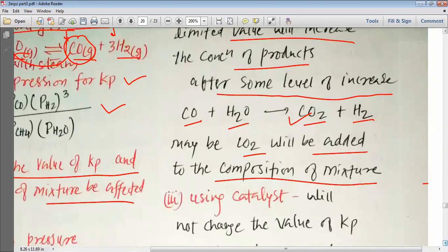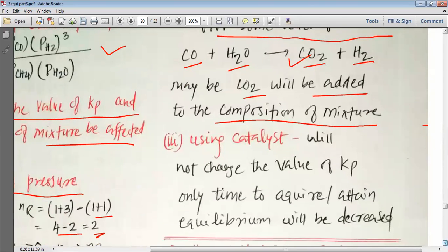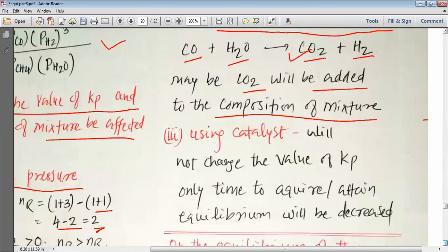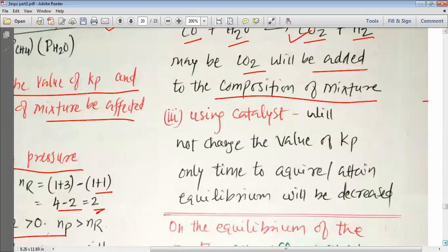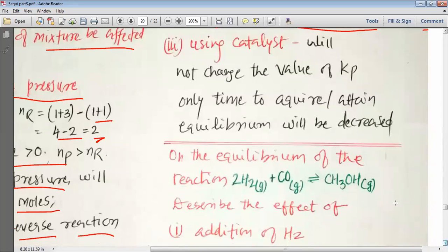So up to a certain level of increase in temperature, the value of Kp increases and the reaction moves in the forward direction. But after some temperature, carbon monoxide again reacts with water and produces carbon dioxide, and thus the carbon dioxide may be added to the reaction mixture.